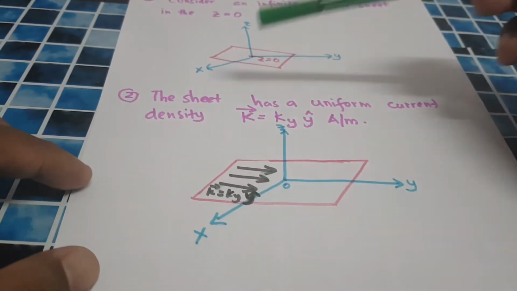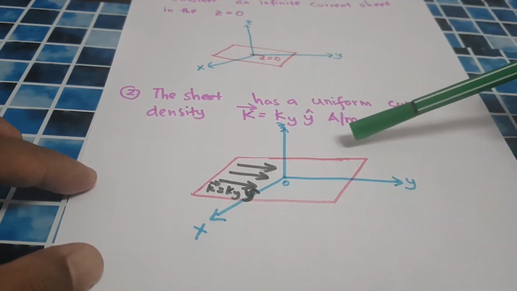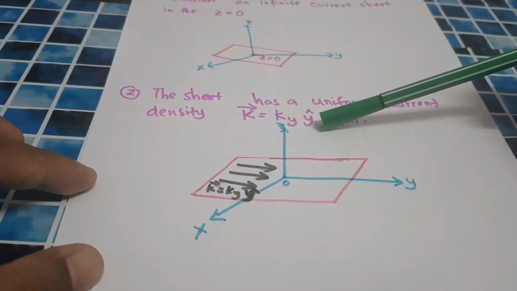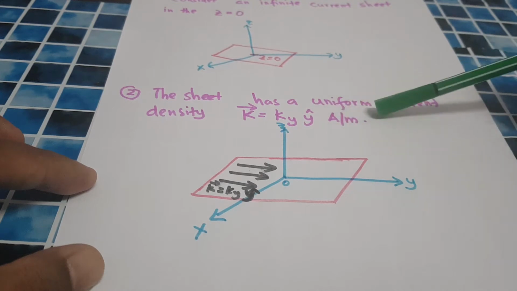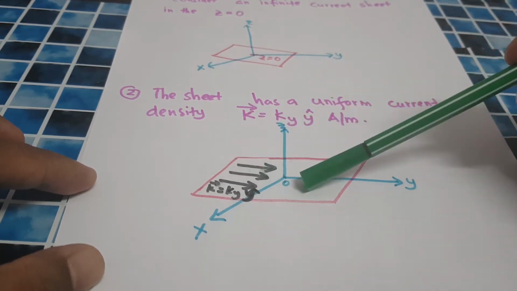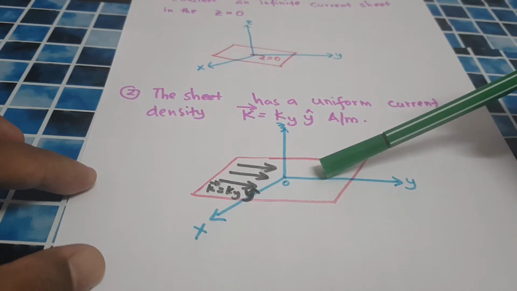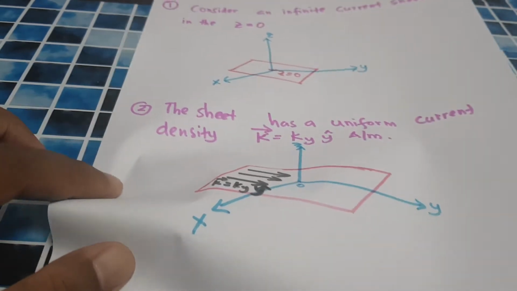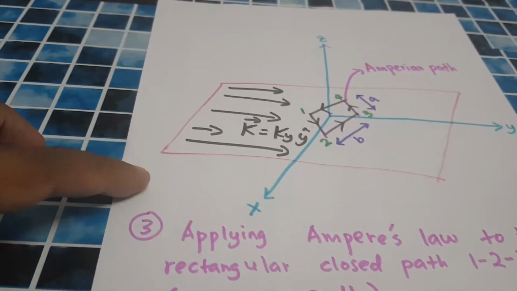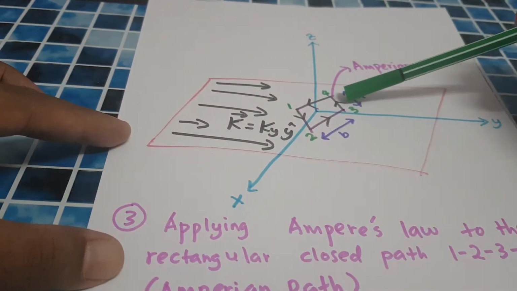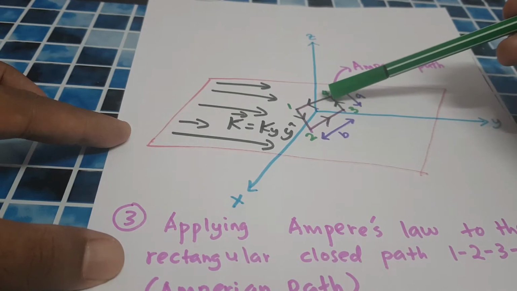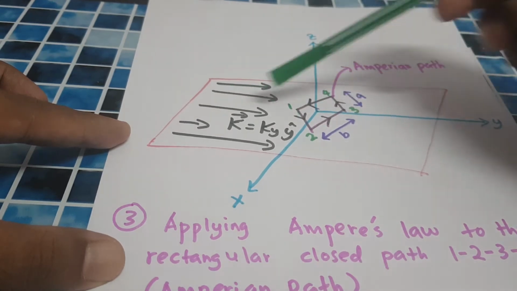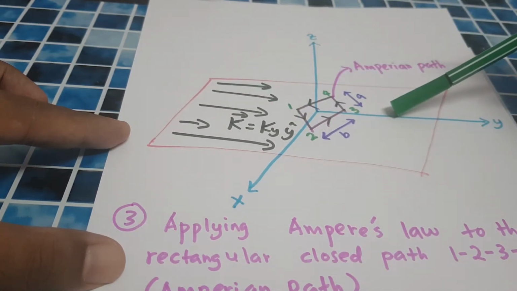The sheet has a uniform current density K equal to Ky, where Ky is a constant and y is the direction, in amperes per meter. So we can see that the current is moving toward the y direction with the constant Ky. On the sheet we have a closed path, which we call an Amperian path, and the current goes through inside the closed path.